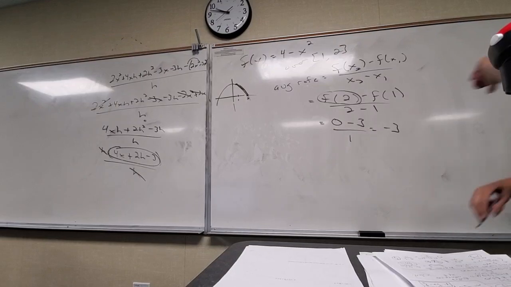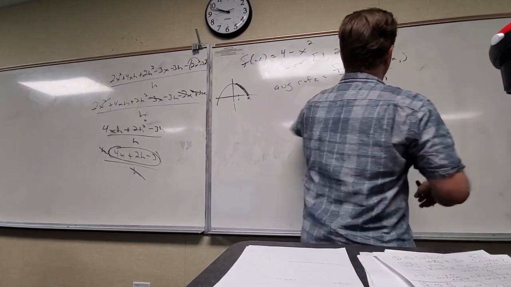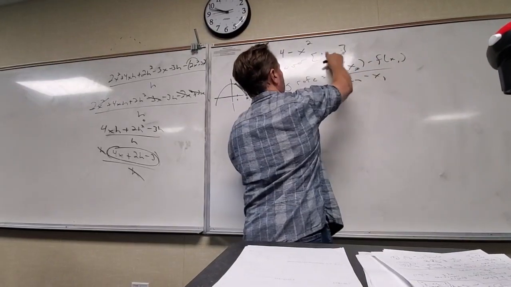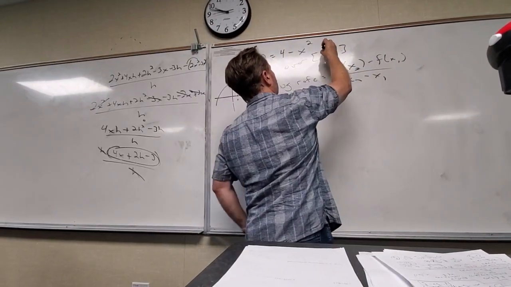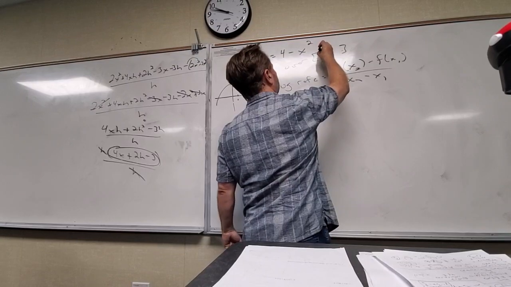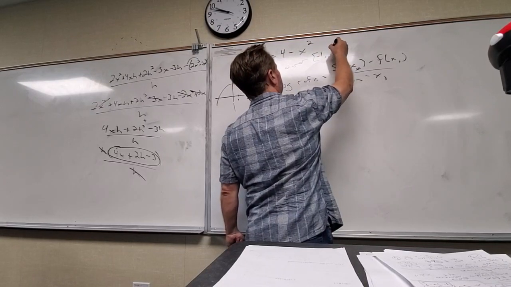So one more thing with this. One more thing real quick. What if my interval would have been, you can do it, Jeff, negative 1 to C.